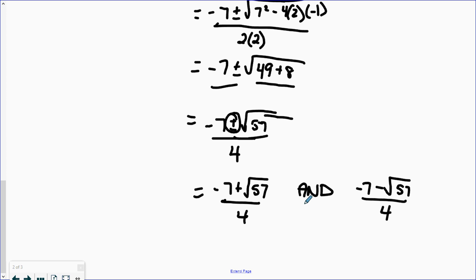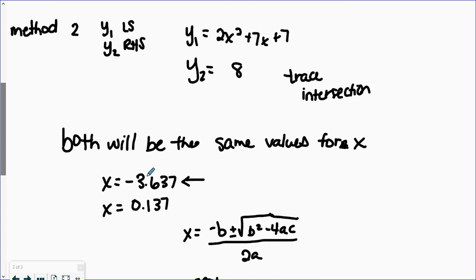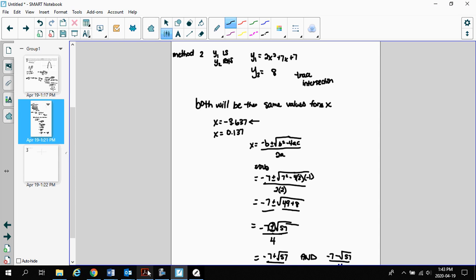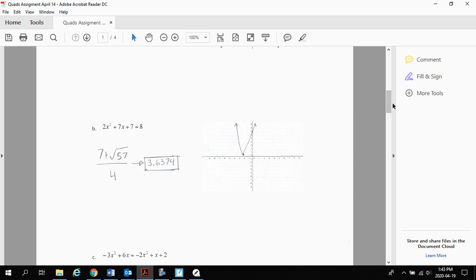Negative 7. Uh-oh. Now my phone won't go into the other mode. Okay, you do it on your calculator and hopefully you get to those two answers of x equals, so the positive one, 0.137 and negative 3.637. So that's your second question there.